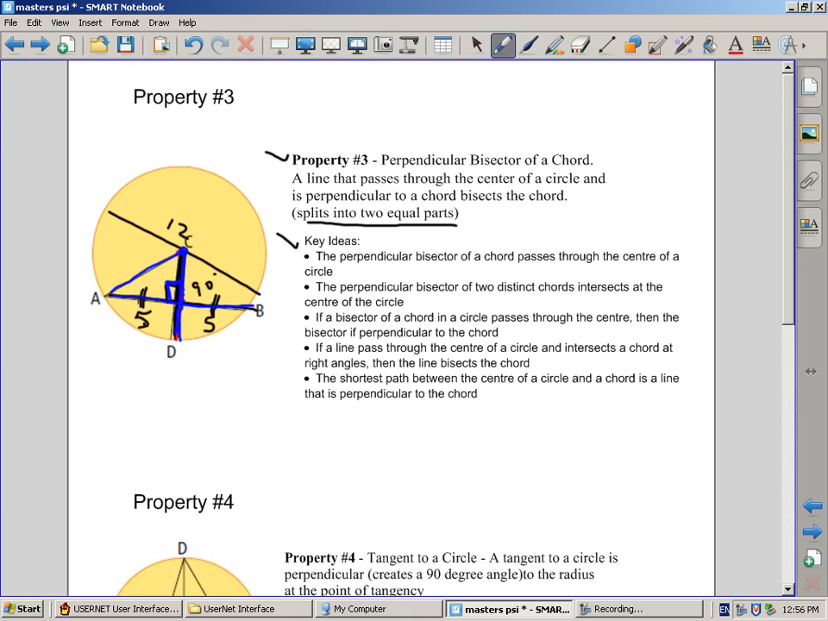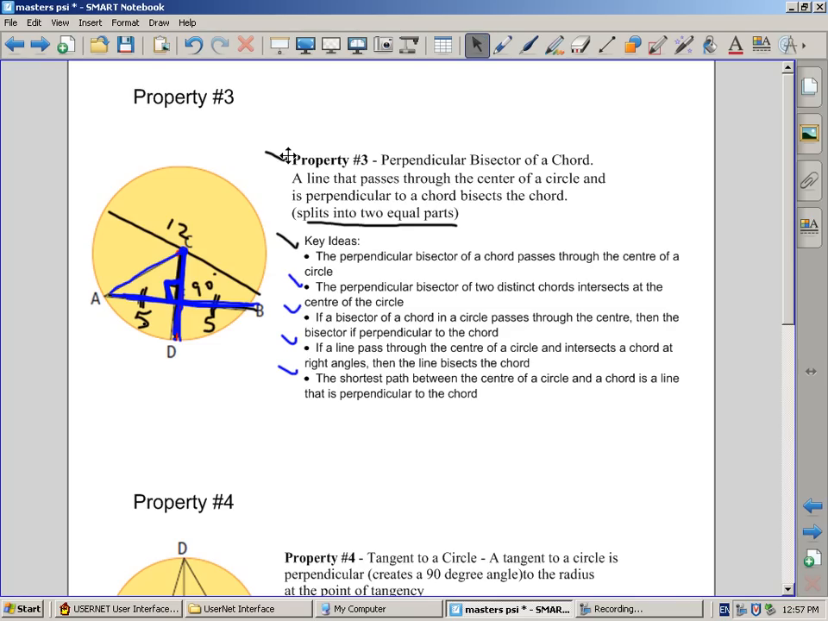If a line passes through the center of a circle and intersects a chord at right angles, then the line bisects the chord. The shortest path between the center of a circle and a chord is a line that is perpendicular to that chord. So these key ideas are just summarizing those important points: if it comes through center, it bisects the chord, and we have a right angle. If it's a radius and it's perpendicular, we know that it's going to bisect this chord. So if one statement is true, then we know the other is true as well.